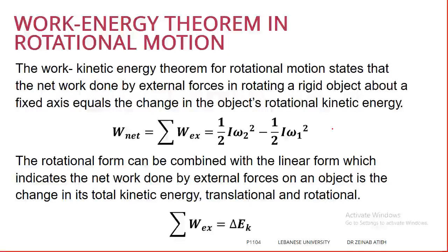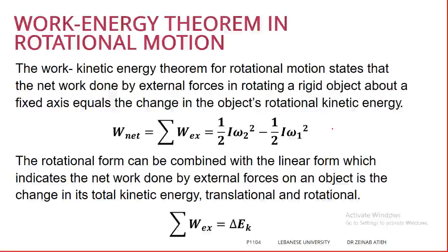It says the work of the forces acting on it, and of course I know how to calculate the work in the case of rotation. The work equals moment times the angle, which equals delta EK, final minus initial, meaning half I omega 2 squared minus half I omega 1 squared. So this is in case of rotation.